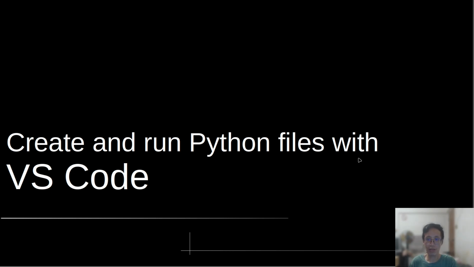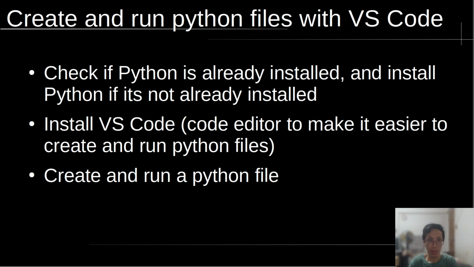Welcome to today's tutorial about creating and running Python files with VS Code. We're going to do three things today. One, we're going to check if Python is already installed, and if it's not, we're going to install it. Number two, we're going to install VS Code, which is a code editor that makes it easier to create and run Python files. Number three, we're going to create and run a Python file. Now let's look at the Windows desktop.